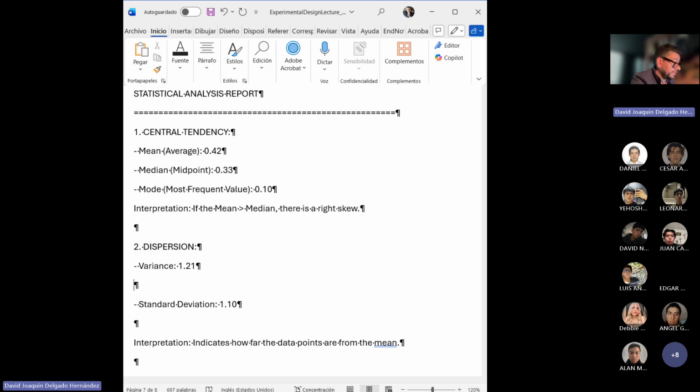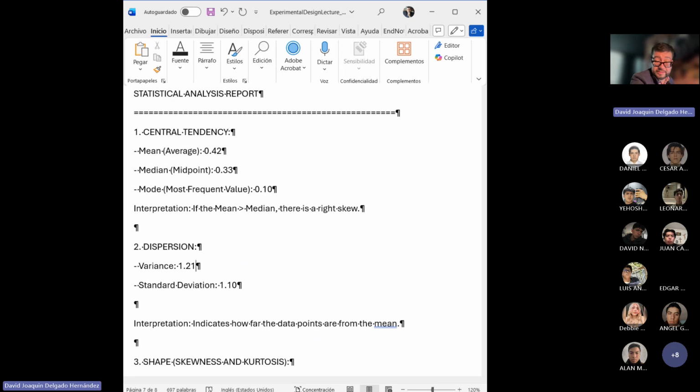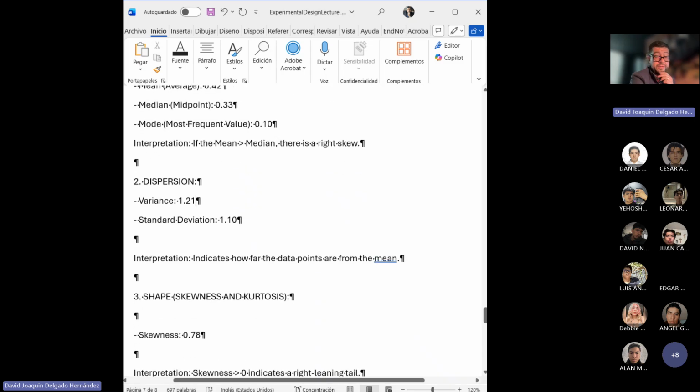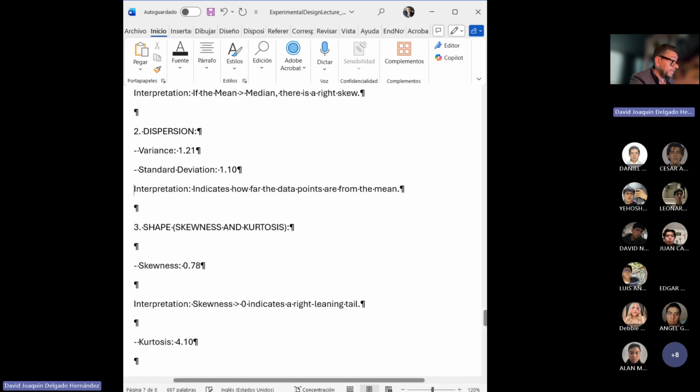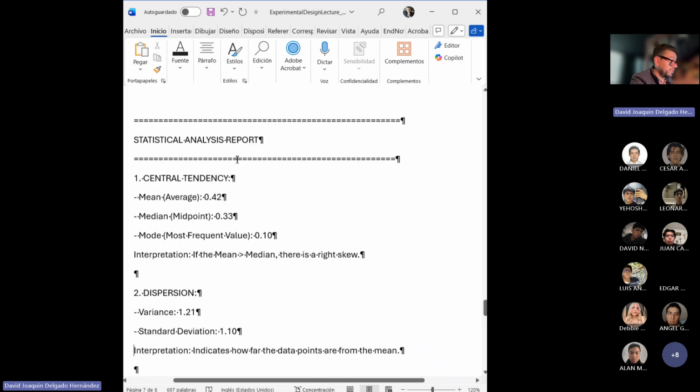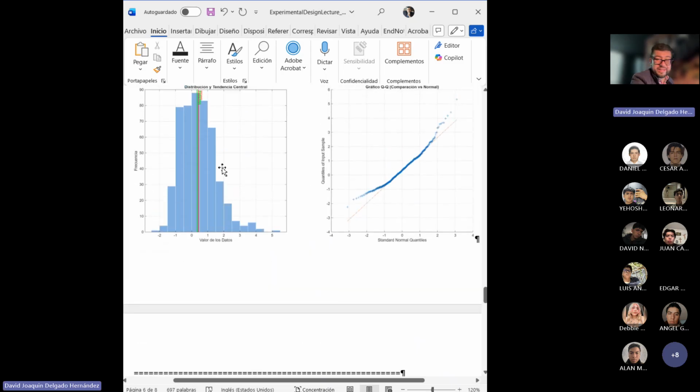Okay, the dispersion. The variance is 1.21 and the standard deviation is 1.10. So this means that the data is not so far away from the mean. So if you see, all the data is concentrated around the mean, so it is not very far away. That's good because all the data is concentrated.